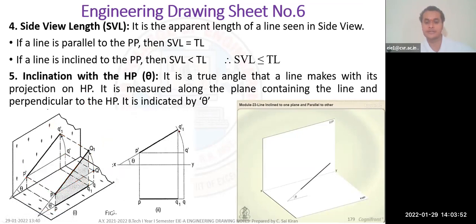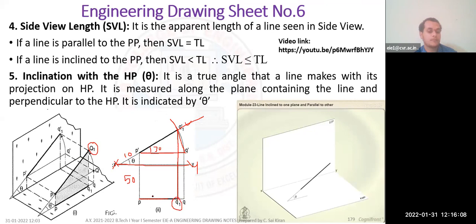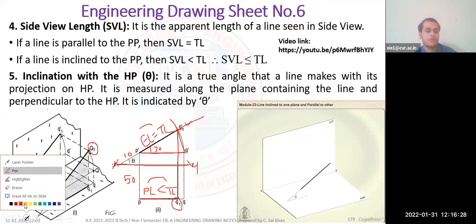So how I project is, this Q1 dash I'm projecting down here. This is actual length, true length, and this length is the plan length Q1. Here you have to write, plan length is less than true length, and elevation length equals true length. Elevation is nothing but the front view. Front view equals true length, and plan length is less than true length. You have to write that. I hope everyone understands.